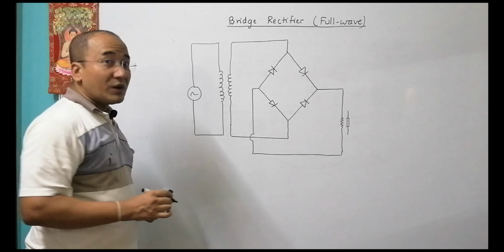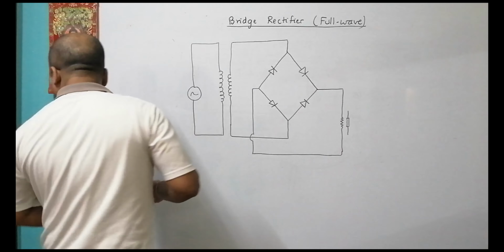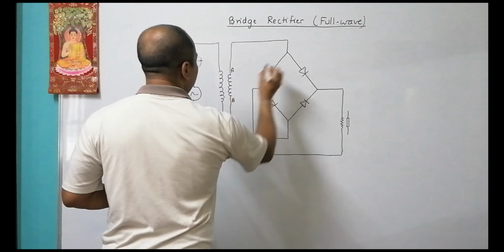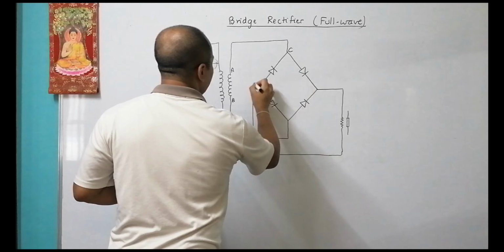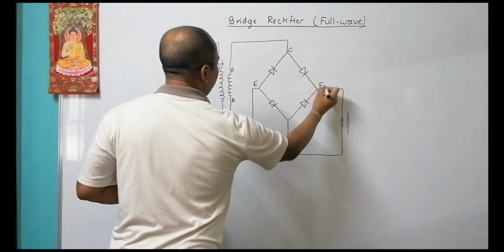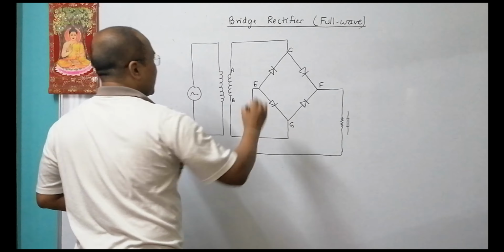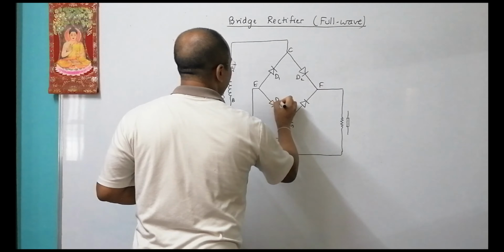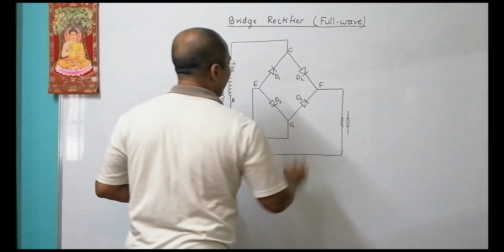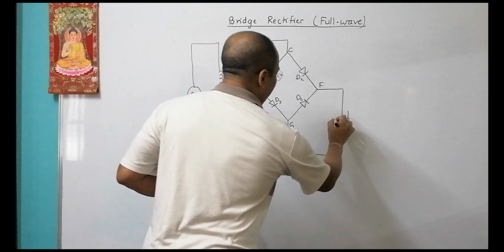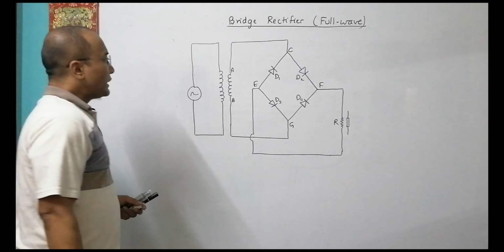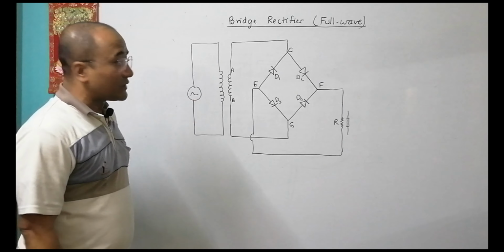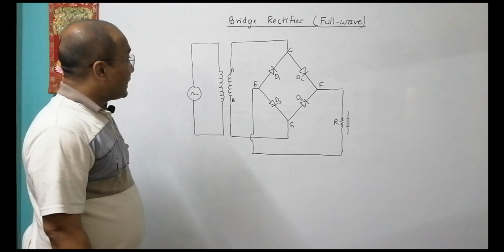So let us name the points clearly. Let's name this point A, this is B, this is C, this is E, this is F, and this is G. The diodes are named D1, D2, D3, and D4. This is the resistor R. So a bridge rectifier has got a mesh of diodes. Mesh means a collection of diodes arranged in a certain manner.